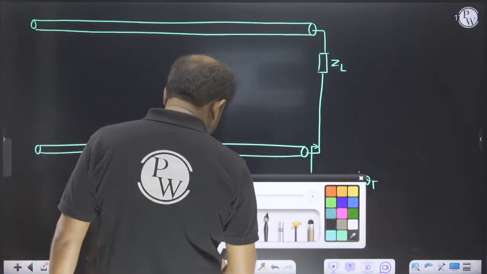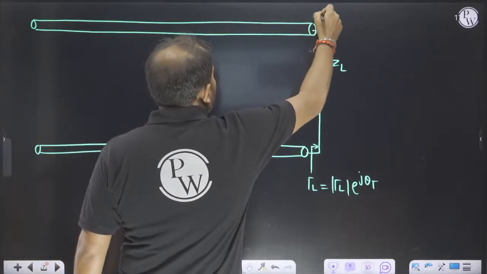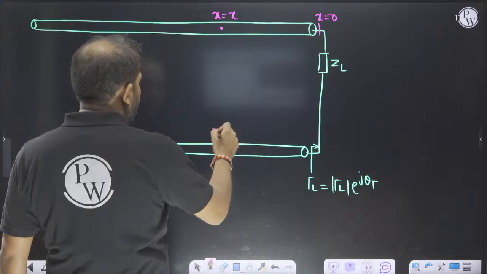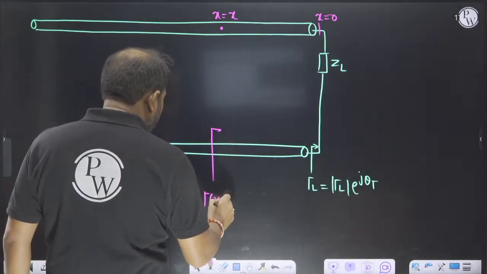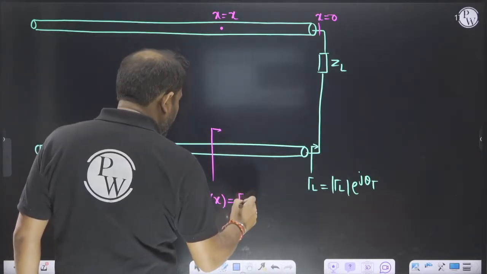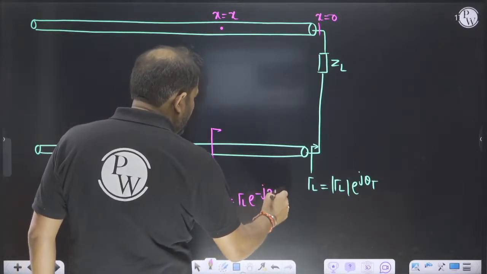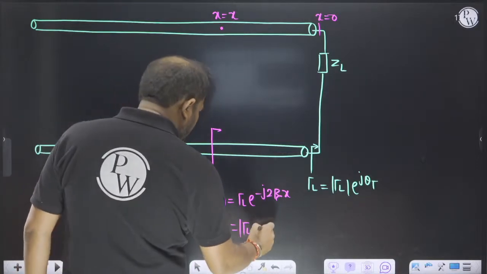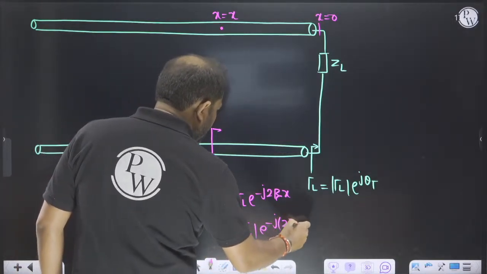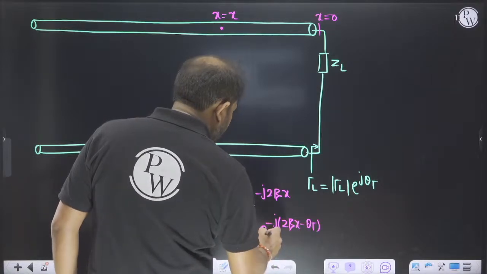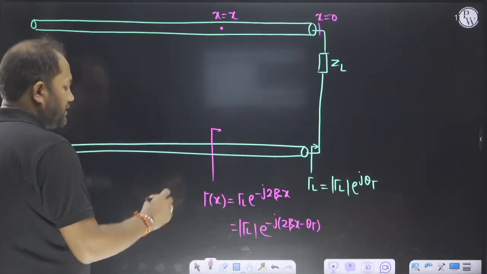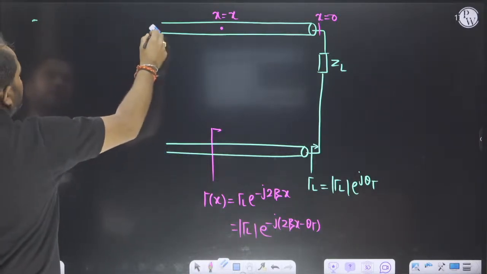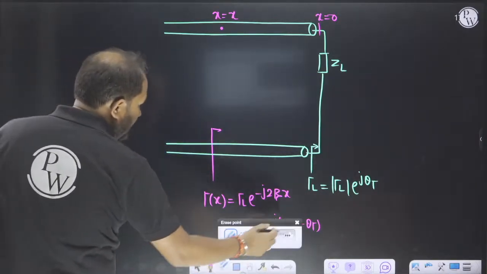If I travel some distance from this load, what will we get? We will get gamma x, which is magnitude of gamma L e to the power minus j 2 beta x minus theta gamma. So what are we getting? The distance x will change.